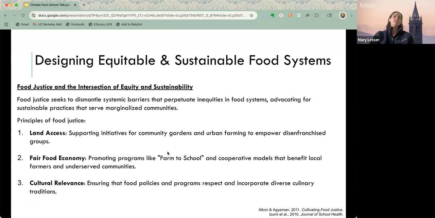And then thinking about food justice and the intersection of equity and sustainability. So as we know, food justice seeks to dismantle these systemic barriers that perpetuate these inequities in our food systems. So we want to advocate for practices that are sustainable and serve those communities. So what would we be focusing on when building out an equitable and sustainable food system? Land access, fair food economies, and cultural relevance.